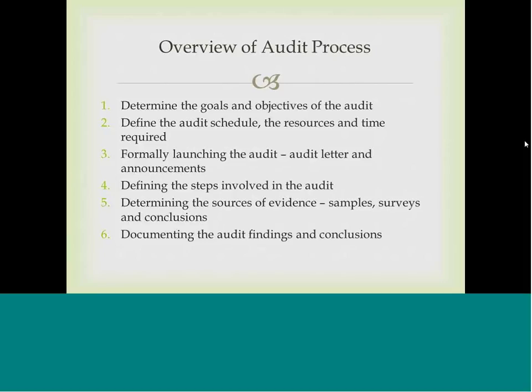Step 3 is formally launching the audit. Usually an audit begins with what's called an audit letter and announcements that the audit is about to begin. Step 4 involves defining the steps that are involved in the audit. Step 5 includes determining the sources of evidence, the samples, the surveys, and ultimately drawing conclusions. And step 6 involves documenting the audit findings and those conclusions.